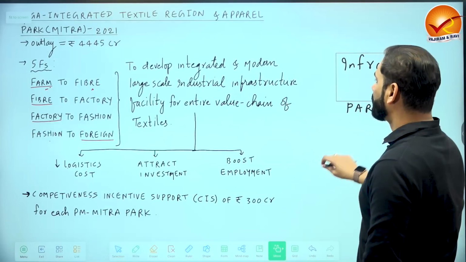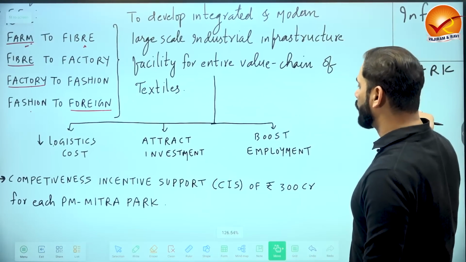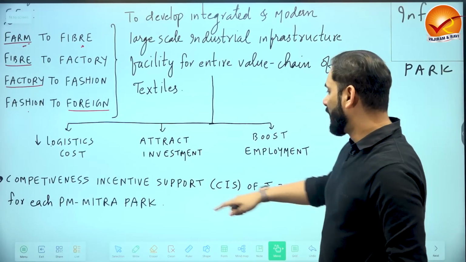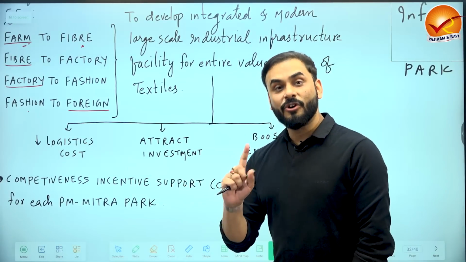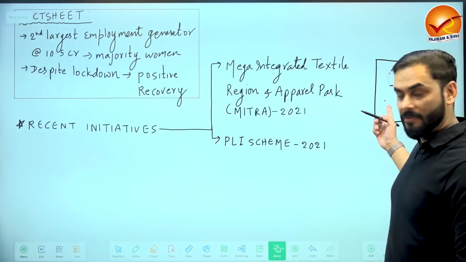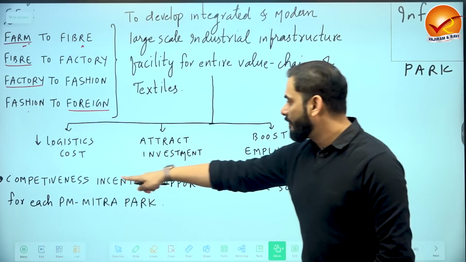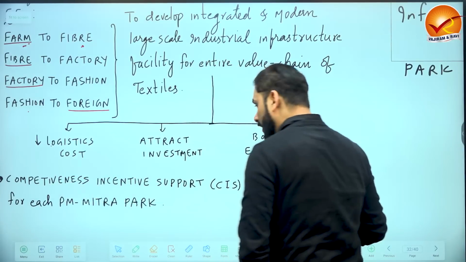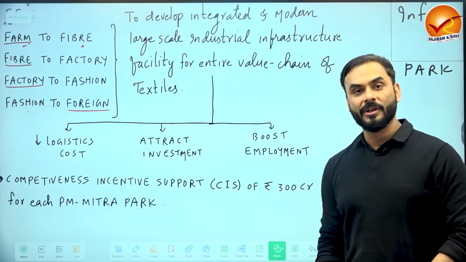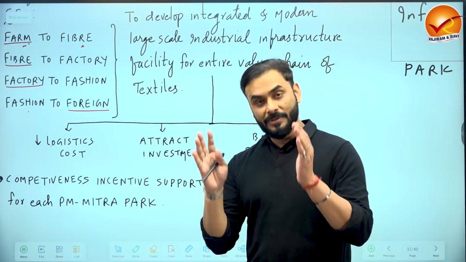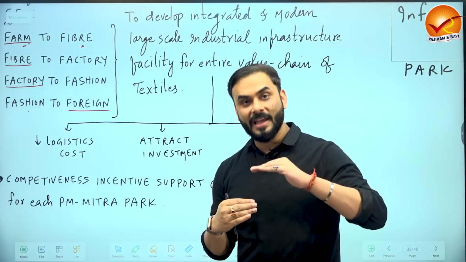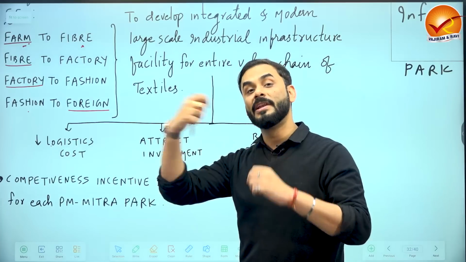So what is happening? The Government of India is trying to provide infrastructure support so as to develop the textile sector in India. And for each of the textile parks, you remember I gave you this example, textile park, the Government of India is giving 300 crore rupees in the name of competitiveness incentive support. So the government is giving 300 crore rupees for each park so that we can have a good textile industry, our prices can come down, and our products will become globally competitive.